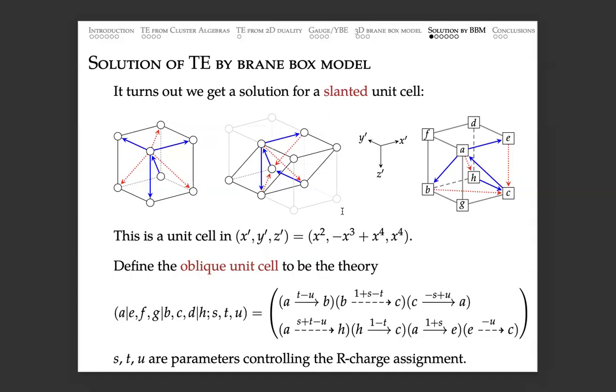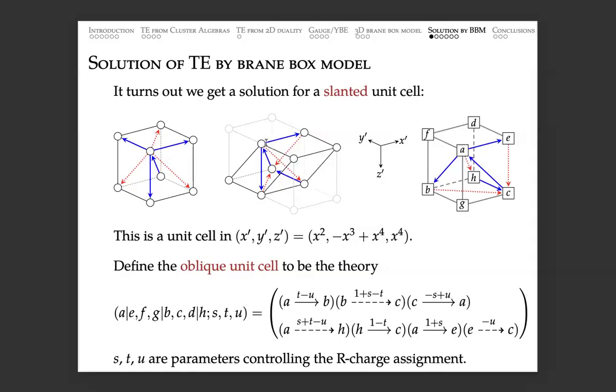The point was to note that there's more than one way of choosing a unit cell for a given lattice system. Here I have chosen the first picture as a unit cell. This is actually a very natural unit cell from the point of view of brane construction. But there's another way to choose a unit cell, which is this one, which I call a slanted unit cell, or oblique unit cell.